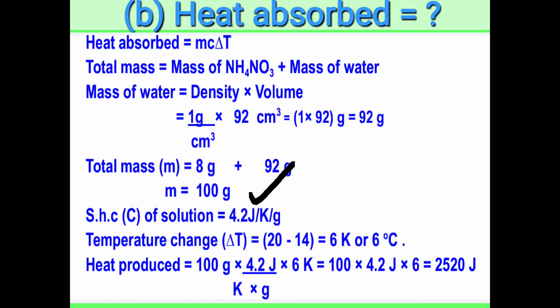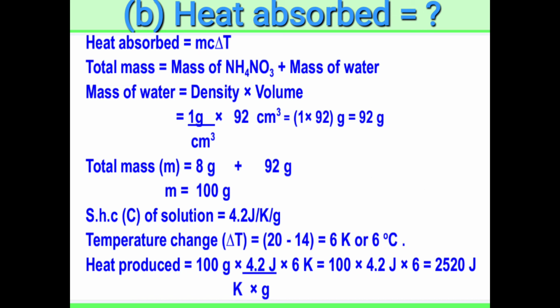Now we have got the mass. Do we know the specific heat capacity? Yes. Since this is a dilute solution containing water, the specific heat capacity of that solution is equal to that of water, which is 4.2 joules per Kelvin per gram. Do we know the temperature change? We can calculate the temperature change, which is 20 minus 14. We end up getting 6 Kelvin or 6 degrees Celsius.